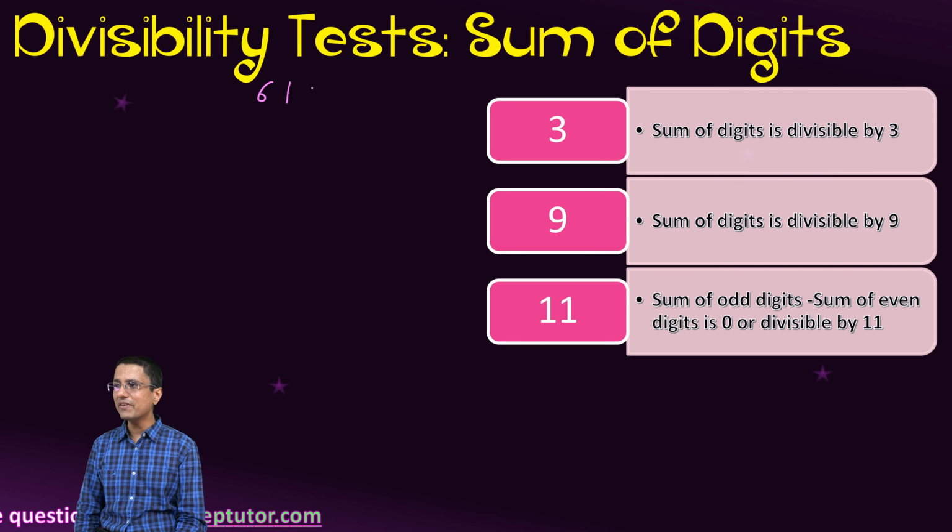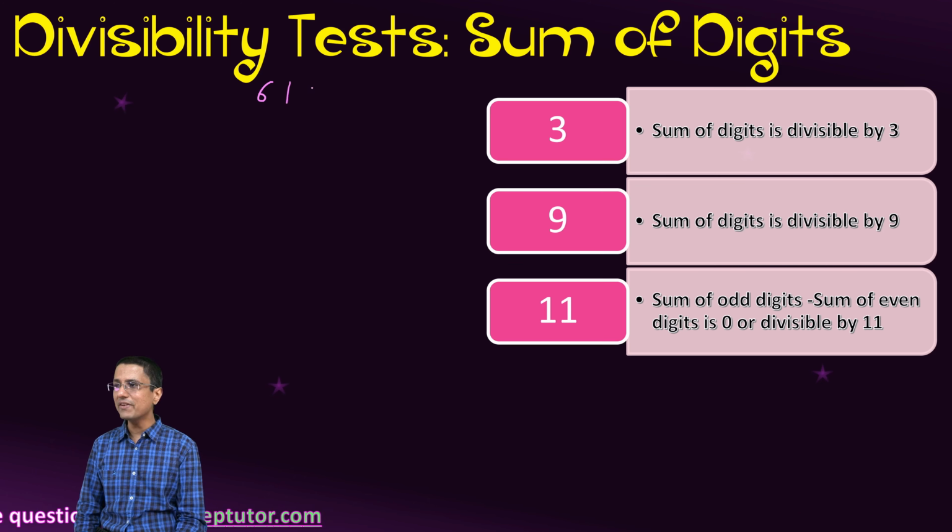Let's try to get an intuition for why they actually work. Here, I'll write a 4-digit number as A, B, C, D. This I can write in expanded form, and we have all studied expanded form already in our earlier classes. I can write this in this way.